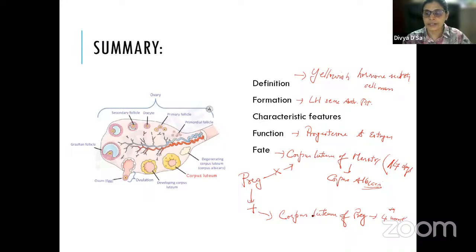Okay, and this is maintained by which hormone? The chorionic gonadotropin hormone. Okay, gonadotropin maintains the corpus luteum, and this one is secreted by the trophoblast cells. Okay, so these are the things which you need to know.